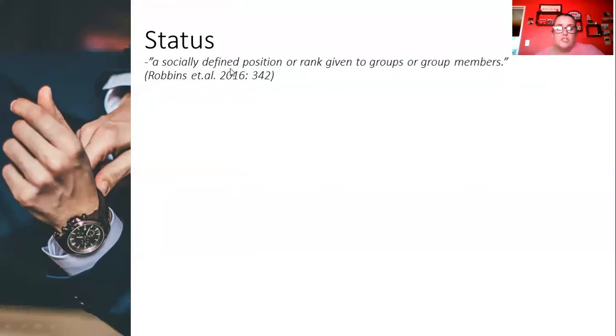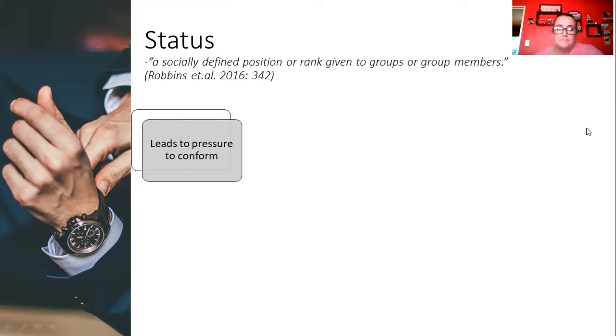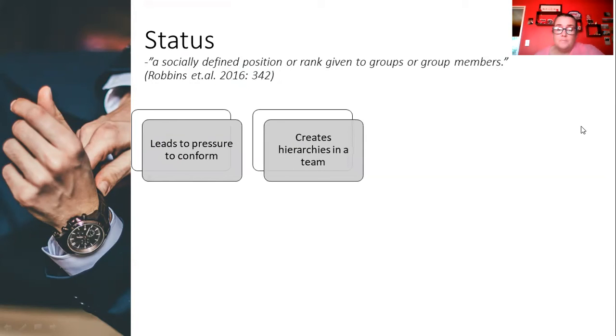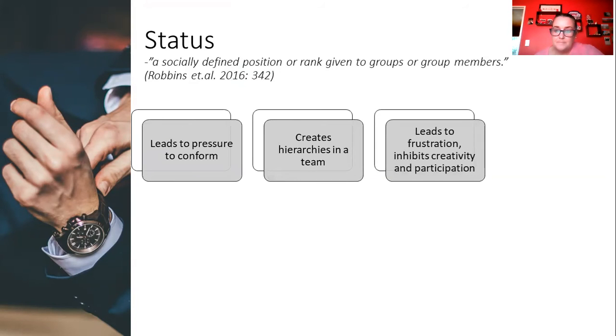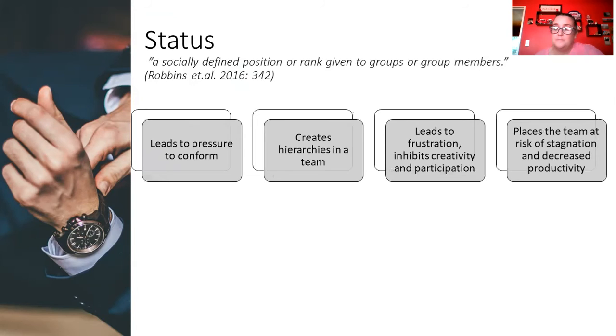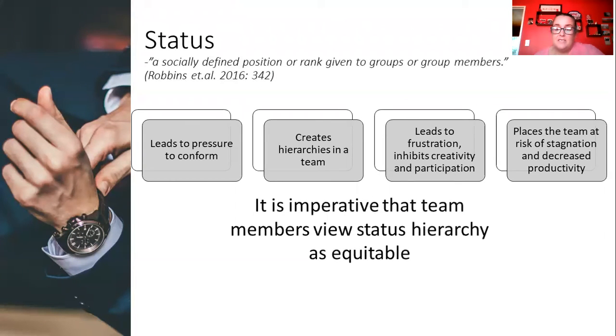Status: a socially defined position or rank given to groups or group members. There is pressure to conform. It creates hierarchies in a team. It leads to frustration. It inhibits creativity and participation of the individual. It places the team at risk of stagnation and decreased productivity. It is imperative that team members view status hierarchy as equitable.